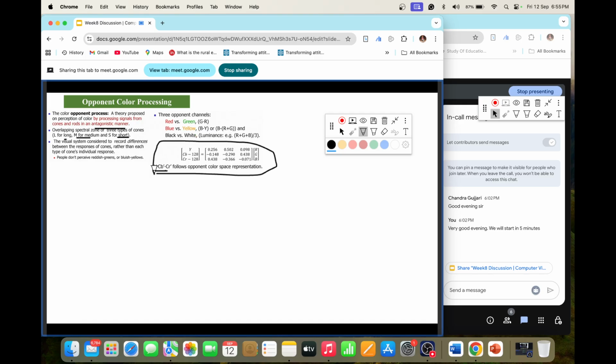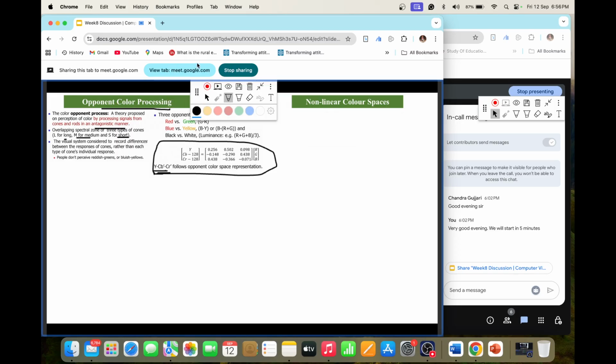The opponent color spacing is nothing but the complement of your YCbCr model. It is known as the YCb-Cr model. How is it performed? If you know the YCbCr model, you just subtract 128 from your Cb and Cr. Once you subtract 128 from your CbCr model, you get the opponent model, or your opponent color processing.